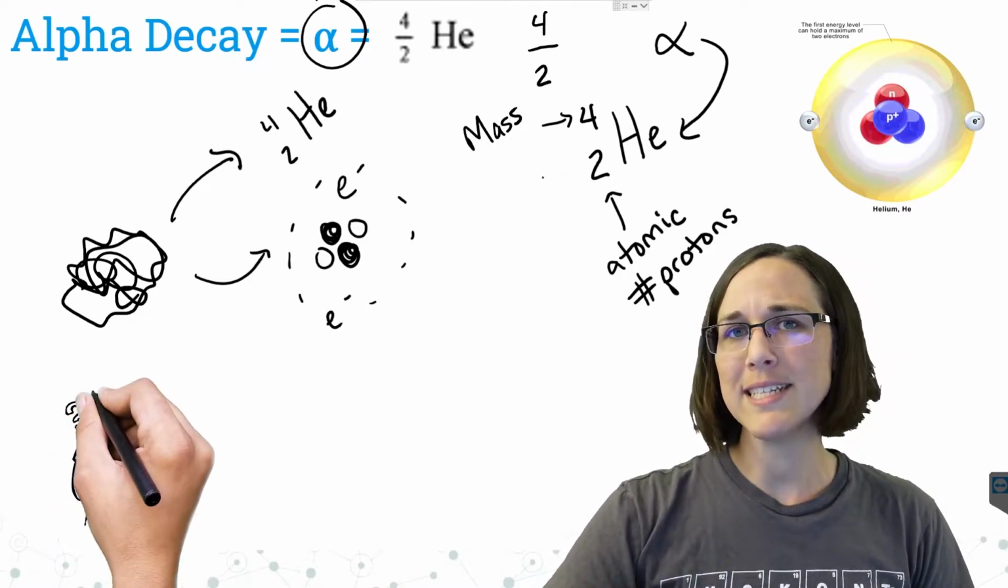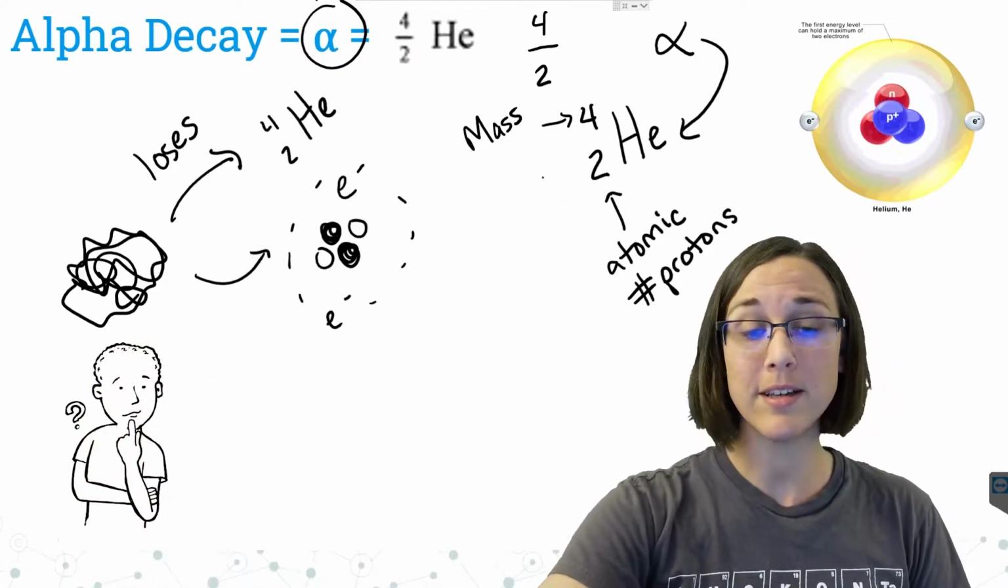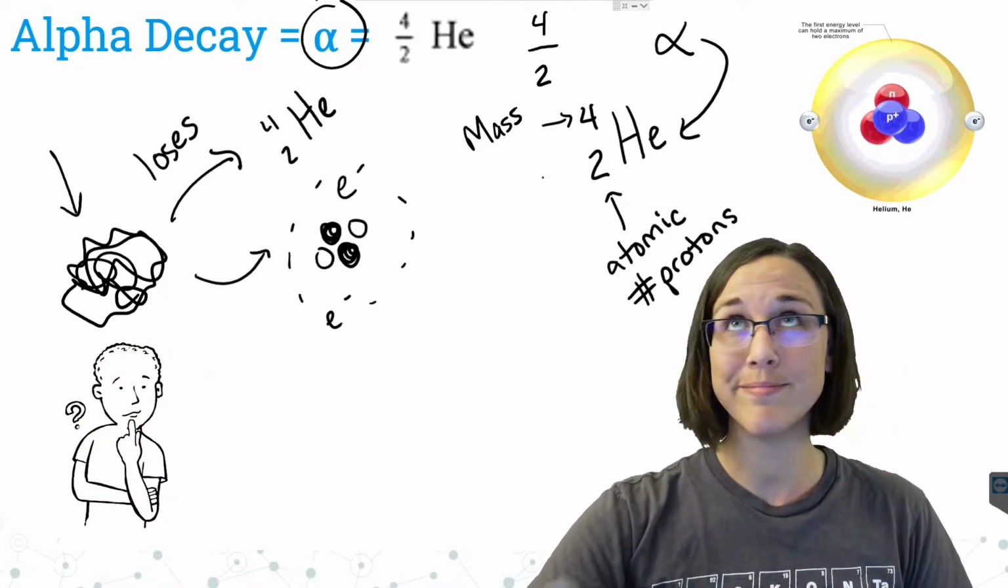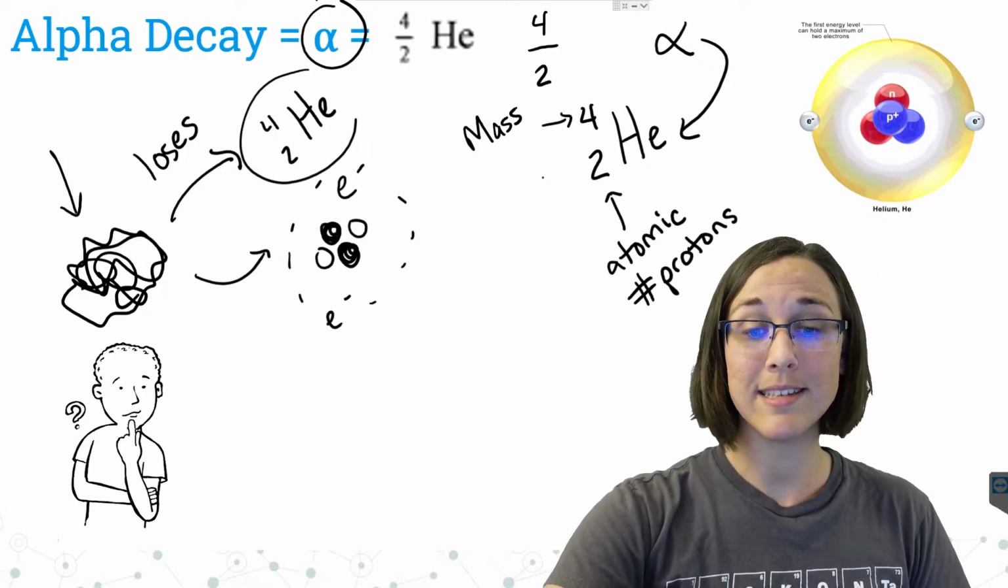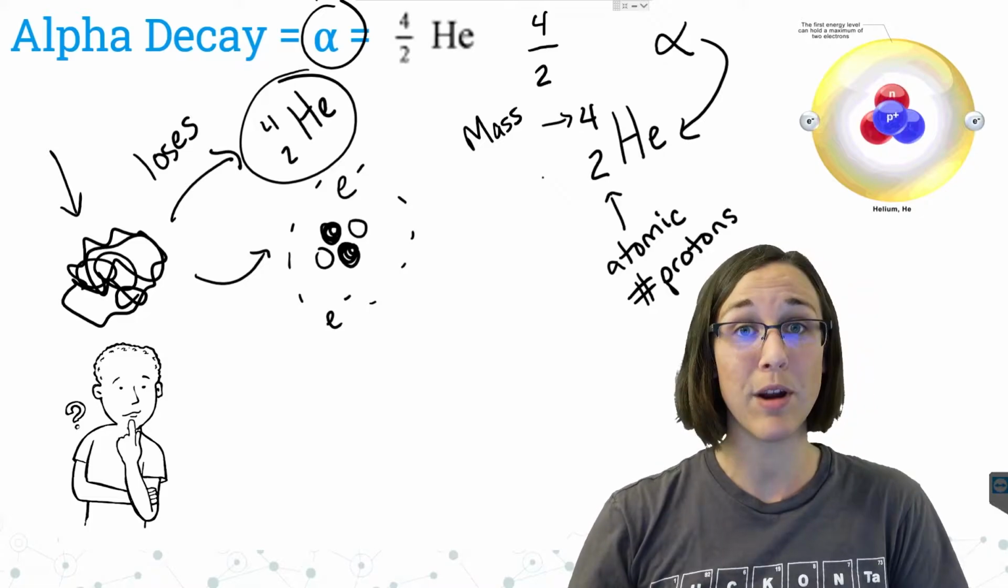What do I mean when I say emit? It means it loses that. It's no longer a part of this original radioactive nucleus. And now helium is literally on its own, floating away from the original nucleus it branched out of.